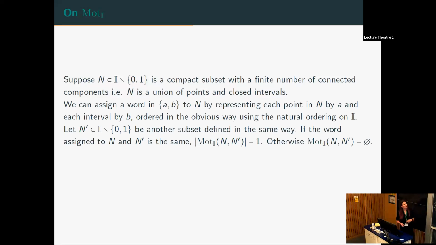And if we look at another N prime, and then look at the word defined using this N prime, then there is a motion between N and N prime precisely if the word we assign to N and N prime is the same. And there is precisely one of them in the motion groupoid. Otherwise, it's empty.